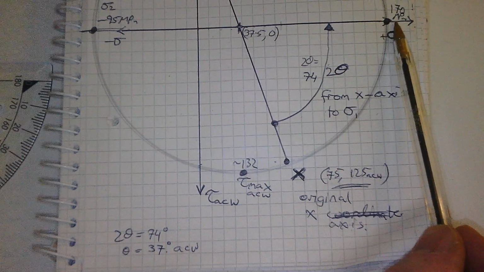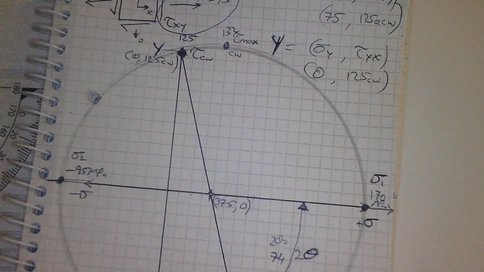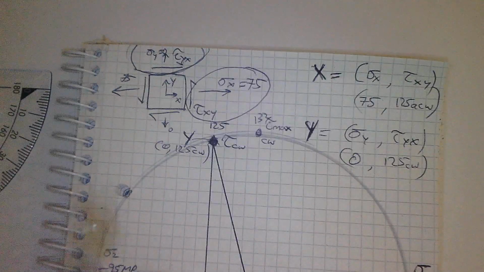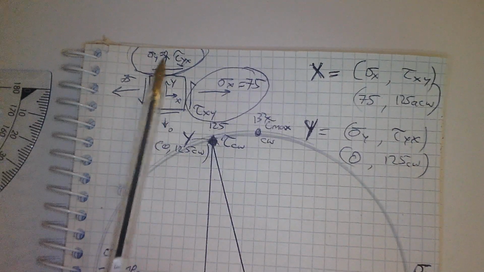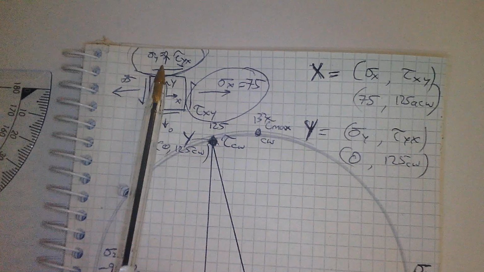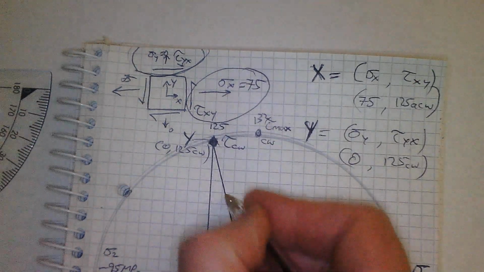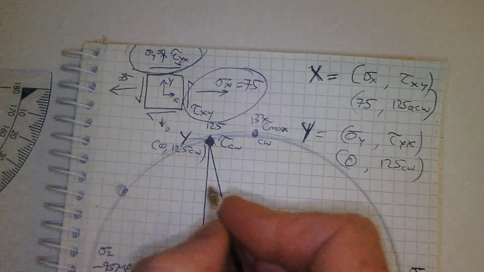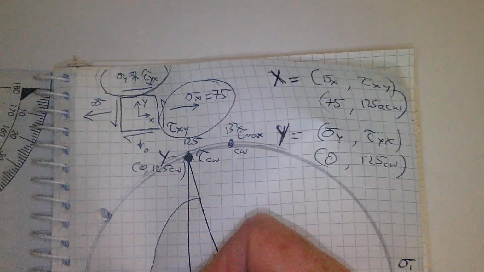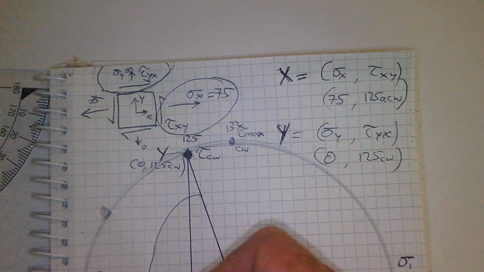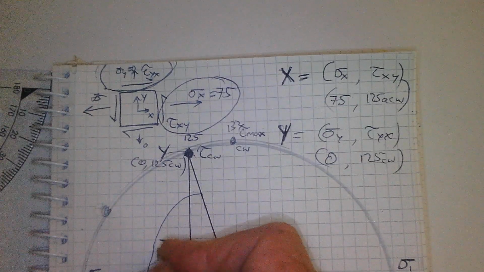Okay? Same goes for the y-axis. In our original coordinate system, there was 0 normal stress on the y-axis, in the y direction. This angle here on Mohr's circle, from your original y value to your minimum principal stress, sigma 2, is also 74 degrees.